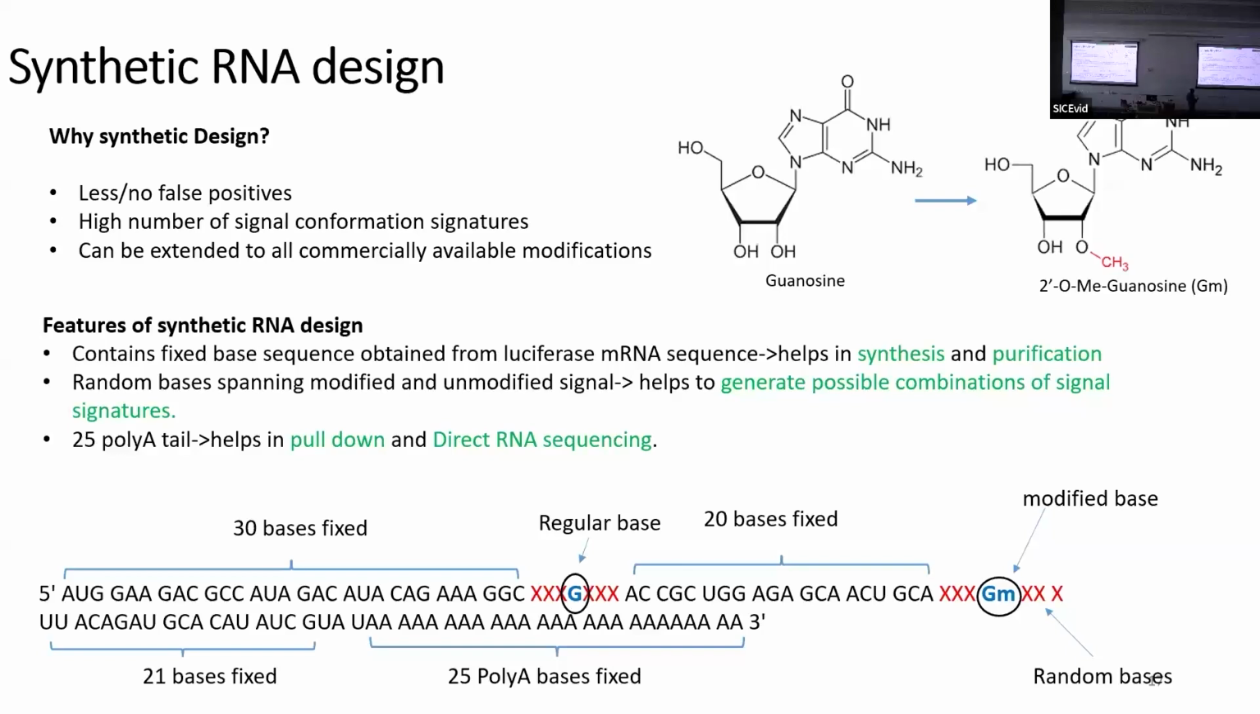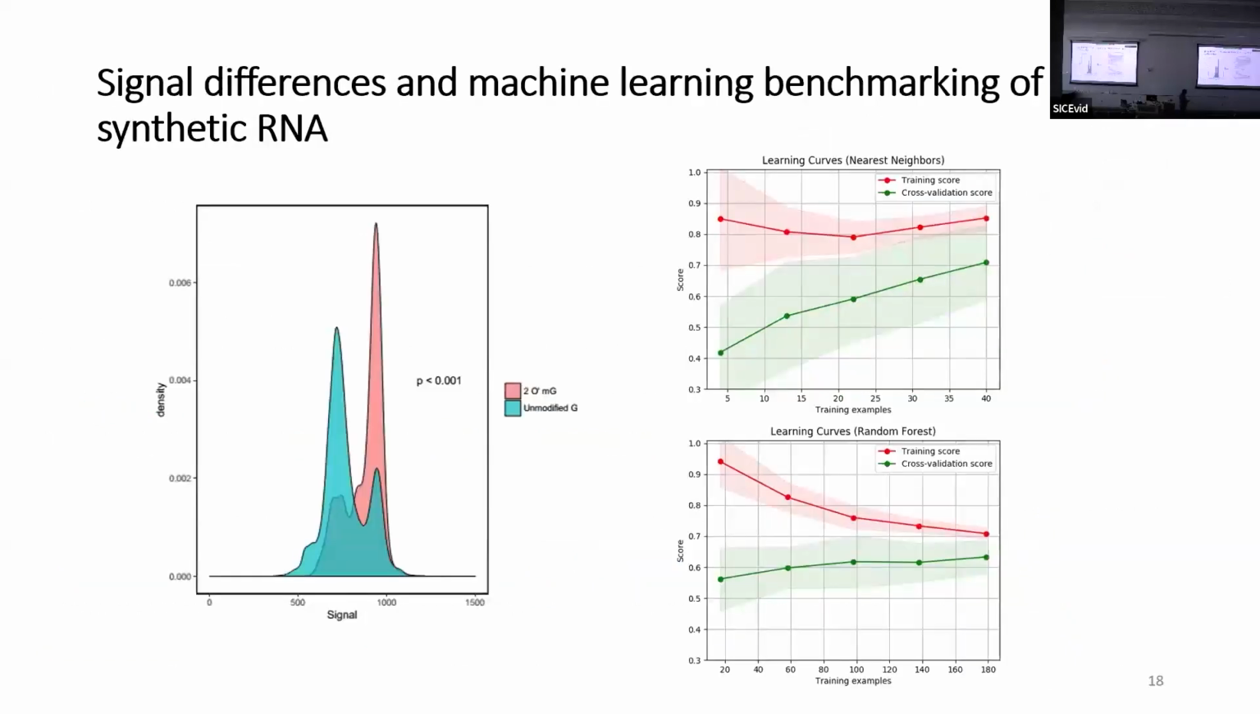So you can see that the first 30 nucleotides are fixed. Then we add a regular base, right? We added 3 + 3 wobble, random bases, and fixed the middle base. And then we added 20 bases fixed, and then added a GM. This is our design. And then in the last 25 base pairs, we added a poly A. So this is what we sequenced using flow cells.